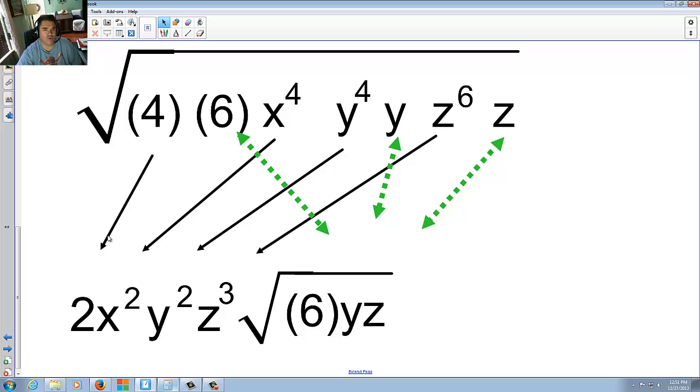If you notice again, 4 becomes 2. 6 stays on the inside. You might say, can't we root a 6? But a 6 is a 2 and a 3, neither of which can get out by themselves, so it's actually stuck. X to the fourth becomes x squared, y to the fourth becomes y squared, this single y stays home, z to the sixth becomes z cubed, the single z stays home as well.